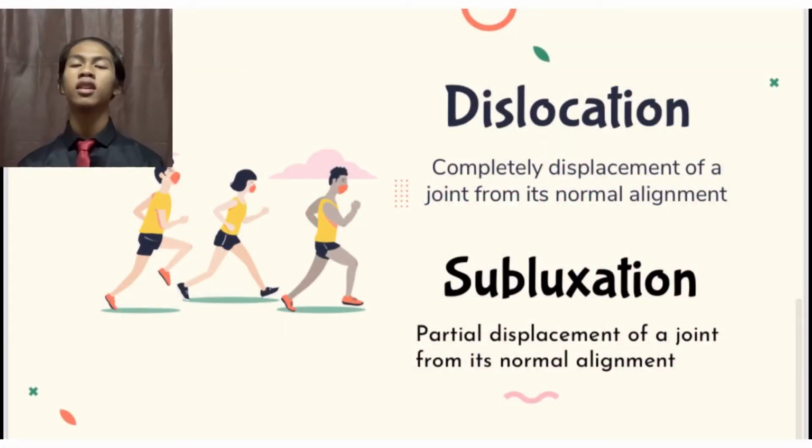For the definition of dislocation, it is a complete displacement of a joint from its normal alignment, while subluxation is a partial displacement of a joint from its normal alignment.